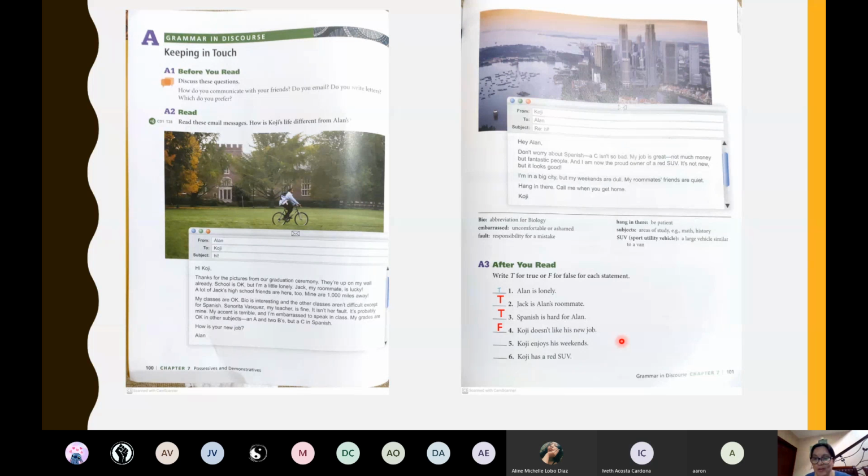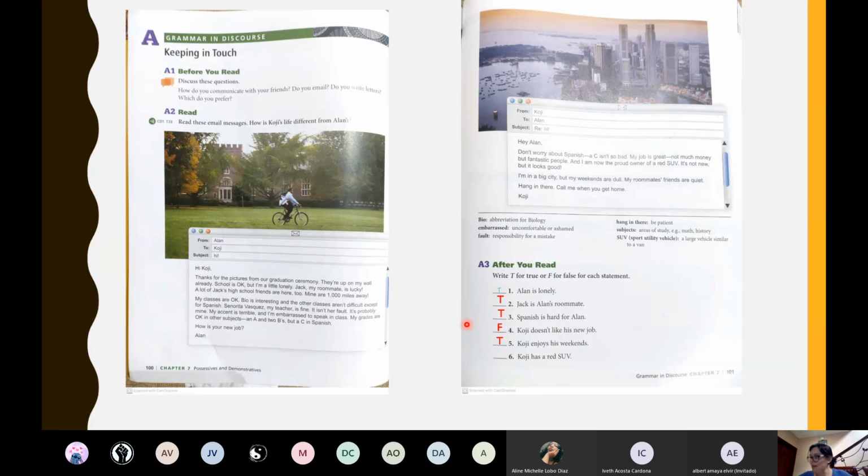Okay. What do you say, the others? I want you to read in here. Remember that this one is Koji. It's false. Read in here: but my weekends are dull. What is dull? Something dull is something boring. So, Koji enjoys his weekends, true or false? False. I wrote true, but it's false. This is a finger mistake. Here you can read, my weekends are dull. So this one is false.